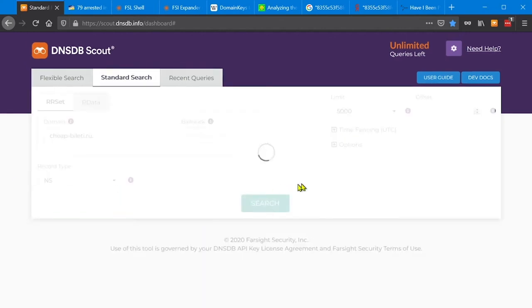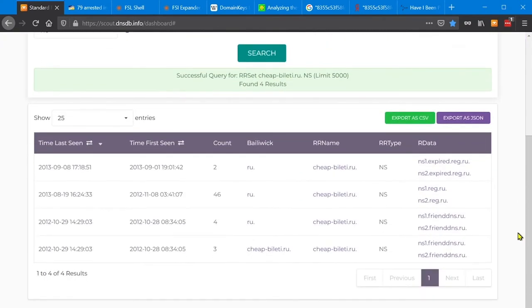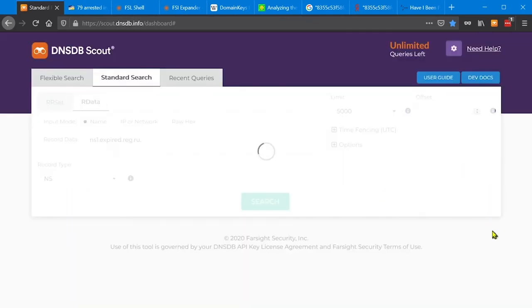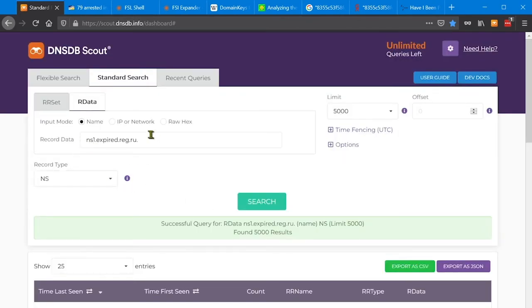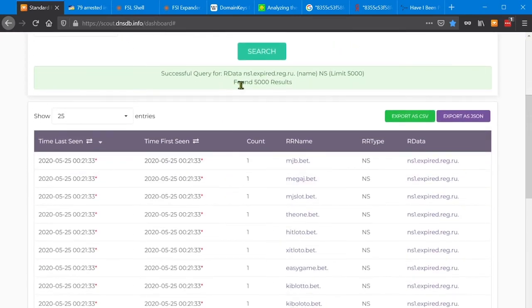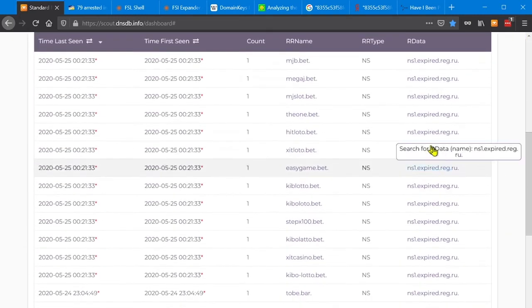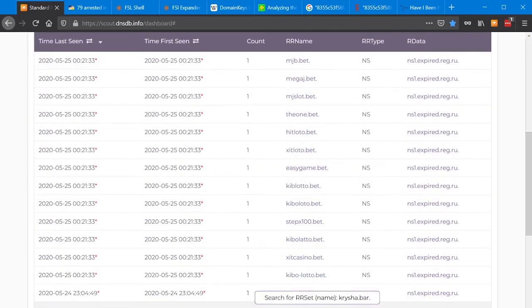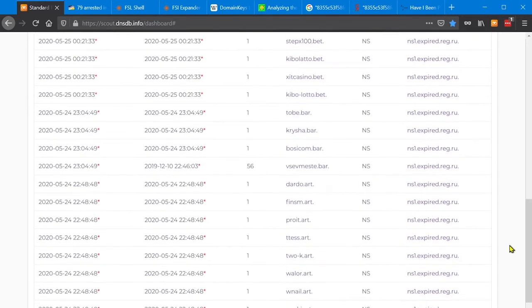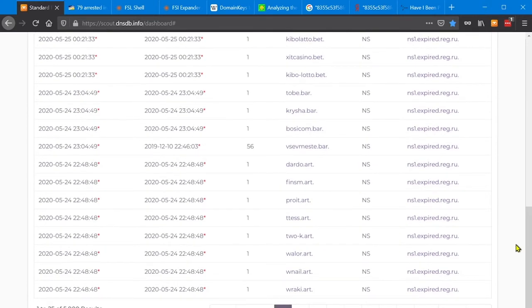and then we will construct a query asking what other domains use this name server. And there are plenty of those, 5,000 within our limit here. We also can go and investigate those domains if necessary and form our view and opinion about whether this activity is benign, legal, or malicious.